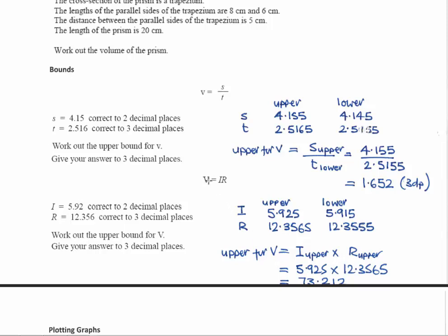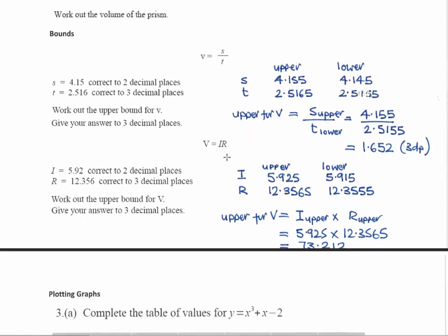Now, we want to make V the biggest it can possibly be. Here we were dividing the numbers. Here we're multiplying the numbers. So to make this calculation as big as possible when we're multiplying, we want both of them to be as big as possible. So I chose I as big as possible and R as big as possible to multiply together to make the answer as big as possible.